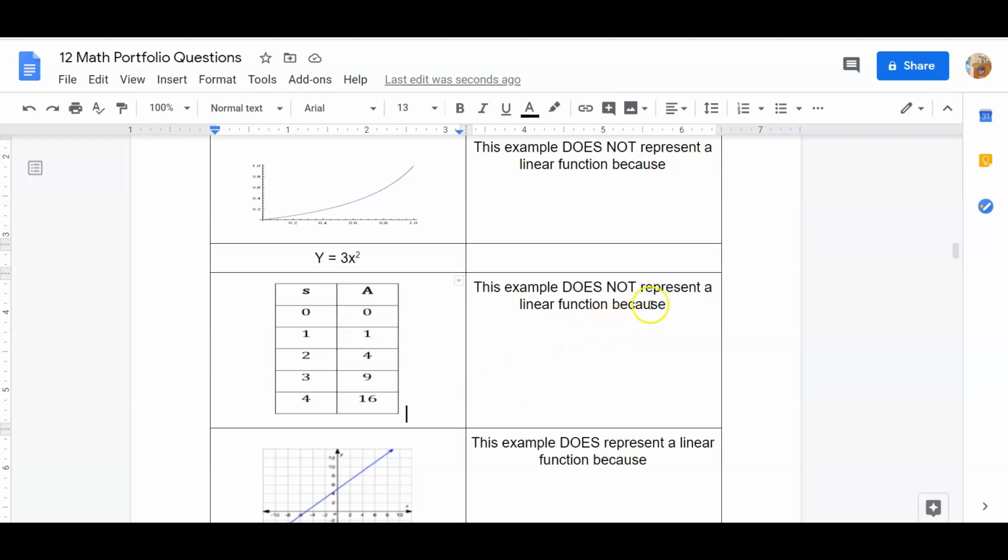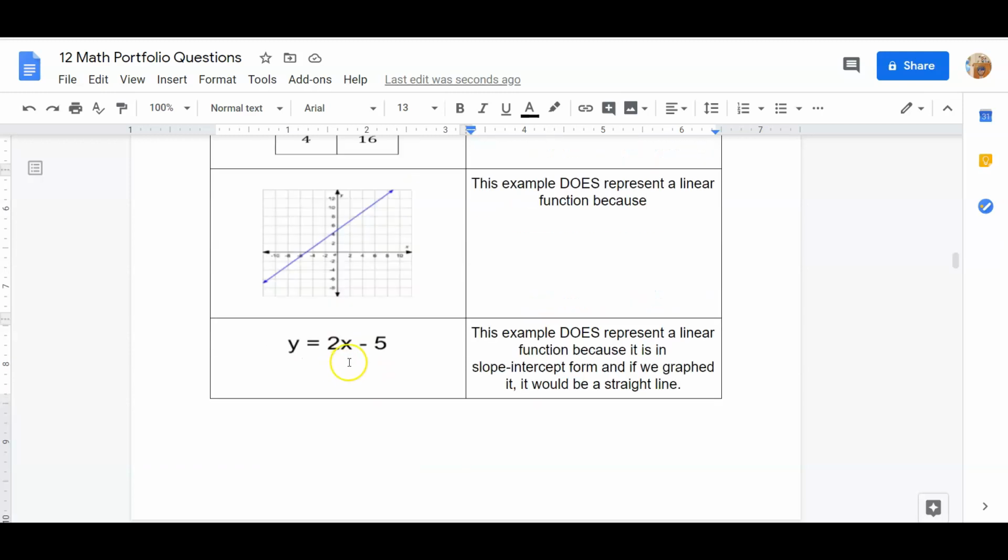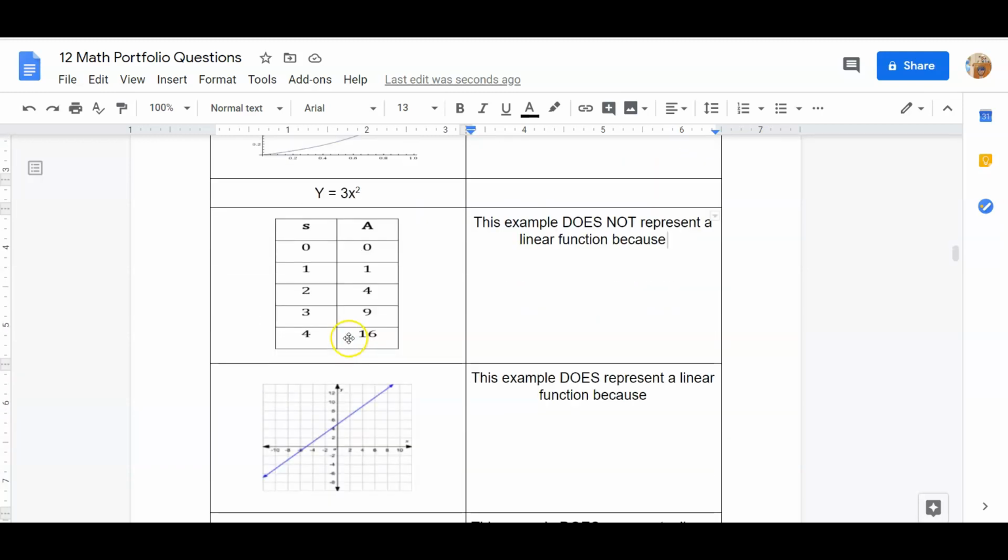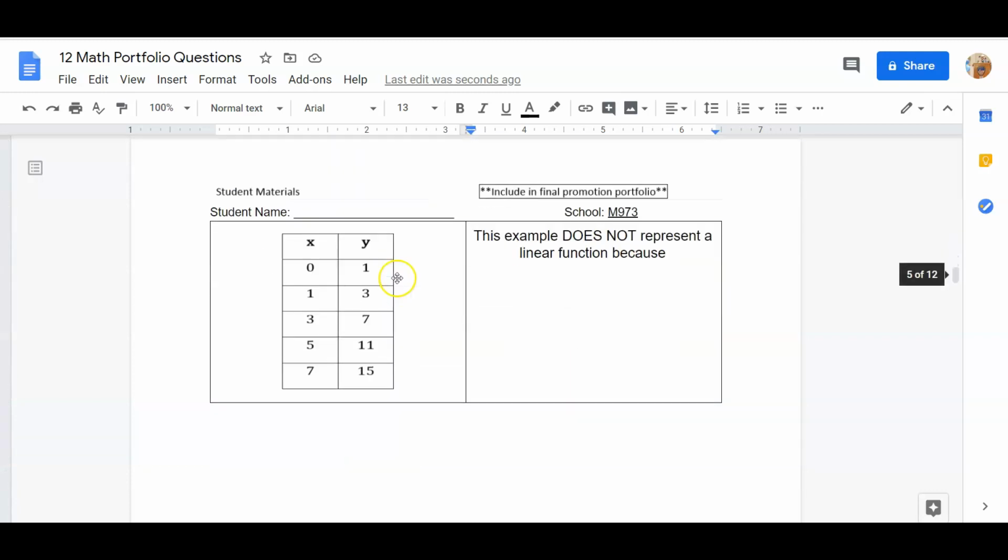So when we answer a question like that, this example does not represent a linear function because it does not increase at a constant rate. And you would go on to say like S increases by 1, and then A does not increase at the same rate each time. Be as detailed as you can. And finally, look at this table.